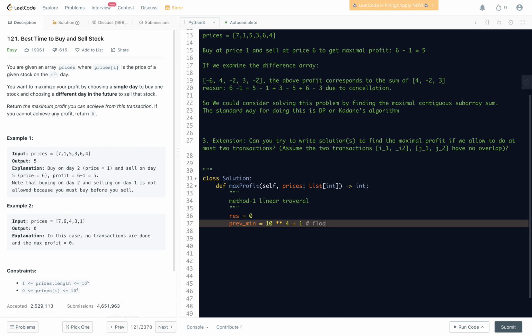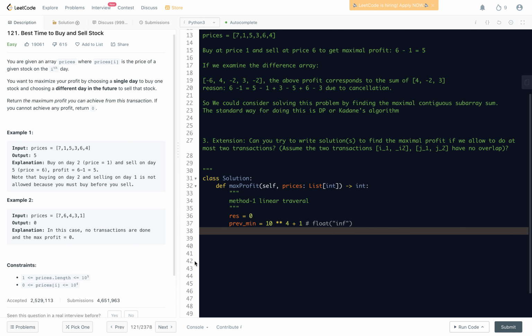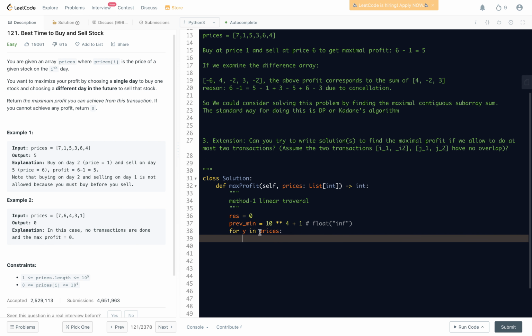So if you like, you can set it to float infinity. This is very safe. Next, we are going to traverse the prices. So for price, or y, in prices, let's use y rather than price in order to avoid confusion. So for y in prices, this is the current day price.